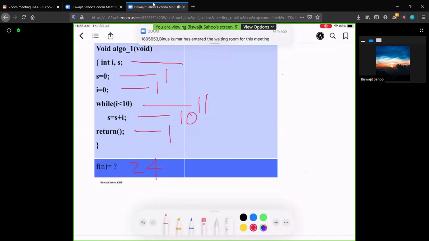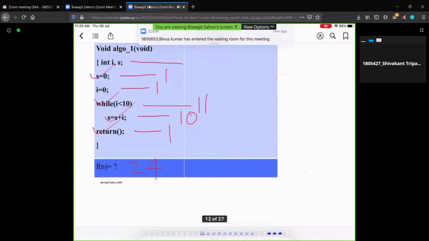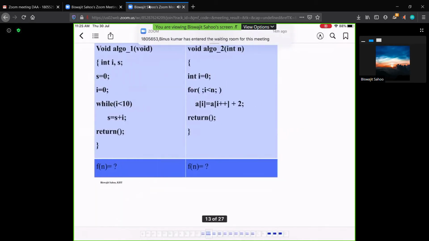All 24 statements are not of the same type. Some are assignment statements, some are conditional statements, some are addition statements, some are return statements. However, assuming they all take equal time, I can say it will execute 24 statements. I think it is understood now. Yes, sir. Let me say the next one.